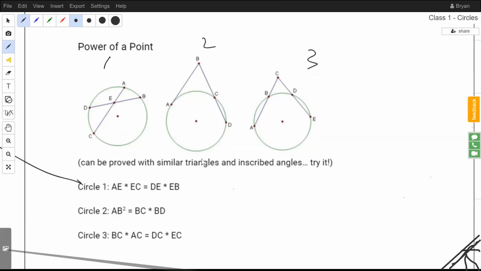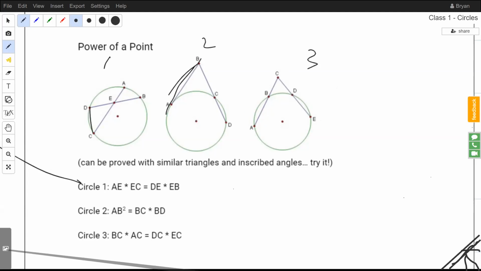For circle 1, we have that AE times EC is equal to DE times EB, right? And for circle 2, we have AB squared equals BC times BD. And for circle 3, we have CB times CA equals CD times CE. And now all of these can be shown using similar triangles and inscribed angles.